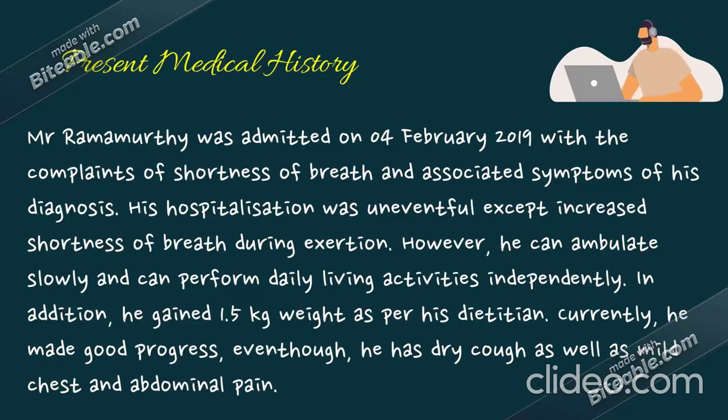Here you can see that we wrote his hospitalization was uneventful except increased shortness of breath during exertion. So that is a negative thing. That means the patient had some problem. Then we are going to write something positively. That means he can ambulate slowly and can perform daily living activities independently. So that means even though the patient has such increased shortness of breath during exertion, currently he can ambulate and can do the daily living activities. That means after one negative, if you want to tell one positive, you can use however, and just the opposite.